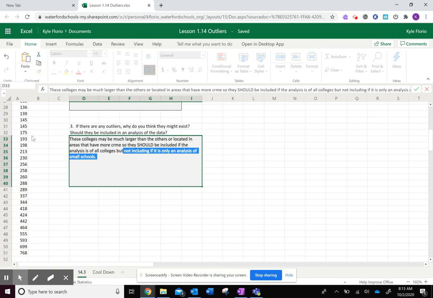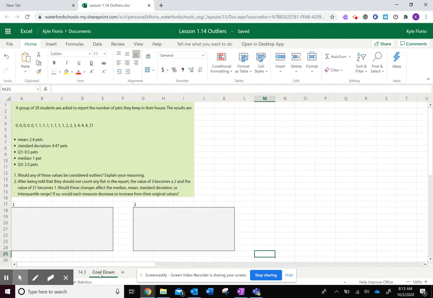So if these are only small schools, then these outliers really shouldn't be considered, because something's not right in the data collection. Someone may have made a mistake. But if we're including all schools, then these numbers are reasonable. Anyways, okay. Moving on to the cool down.